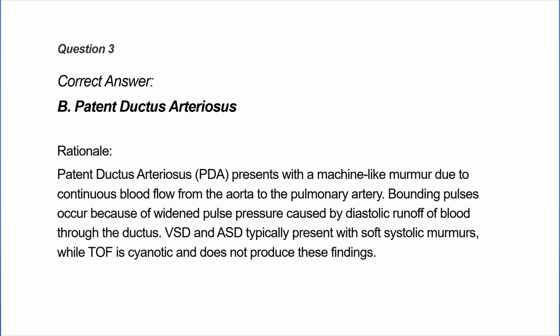Patent ductus arteriosus. Rationale: Patent ductus arteriosus (PDA) presents with a machine-like murmur due to continuous blood flow from the aorta to the pulmonary artery. Bounding pulses occur because of widened pulse pressure caused by diastolic runoff of blood through the ductus. VSD and ASD typically present with soft systolic murmurs, while TOF is cyanotic and does not produce these findings.